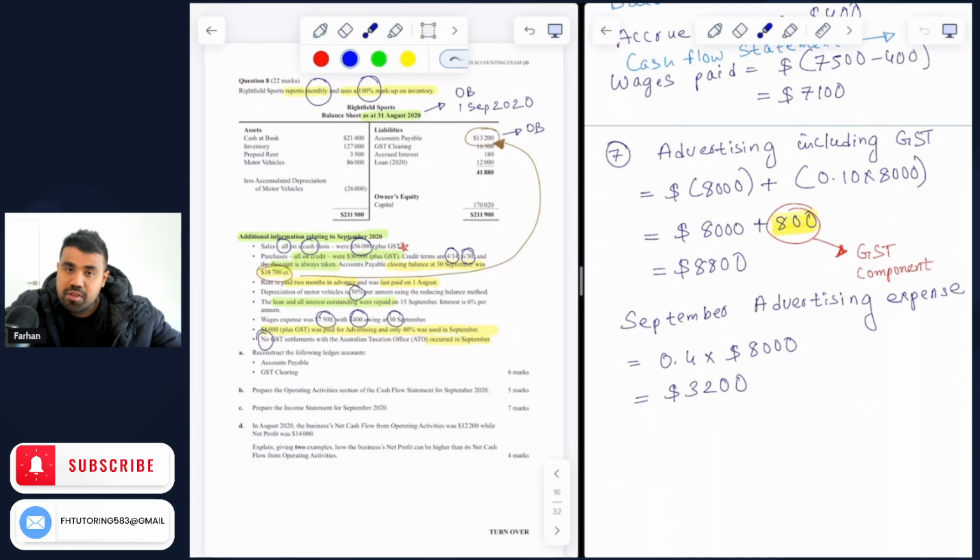All right, so we understand out of the $8,000 we paid for advertising in the month of September, 40% has actually been expensed. So what is the actual advertising expense for the month of September? That is 40% of $8,000, which is $3,200, right? Okay, so in the income statement, we are going to show advertising expense of $3,200.